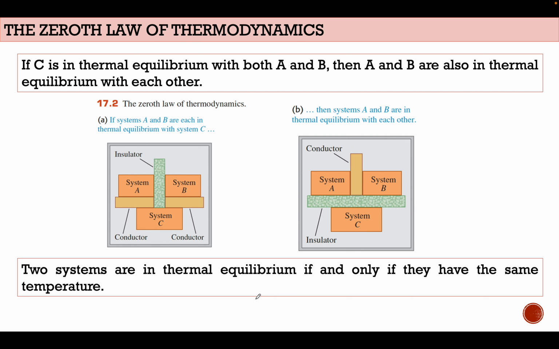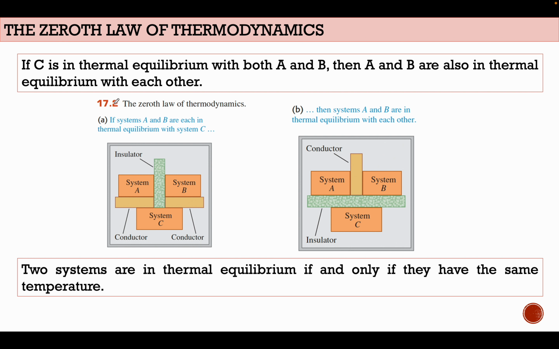Okay, so let's first have the zeroth law of thermodynamics. What is the zeroth law of thermodynamics? The zeroth law of thermodynamics states that, let's say we have three systems here in figure 17.2. If system C is in thermal equilibrium with both A and B, then A and B are also in thermal equilibrium with each other.